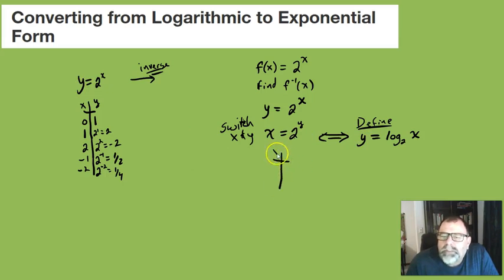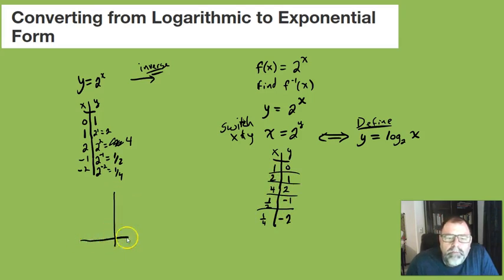So basically, if we're switching the x and y, we're going to switch this. So it'll be 1, 0, 2, 1. Let's see. Why did I get -2 there? That should have been 4. 2 squared is 4. So then it'll be 4, 2. And then on the negatives, it'll be 1/2. We're switching the x and y's. So it'll be 1/2, -1. And then 1/4, -2.